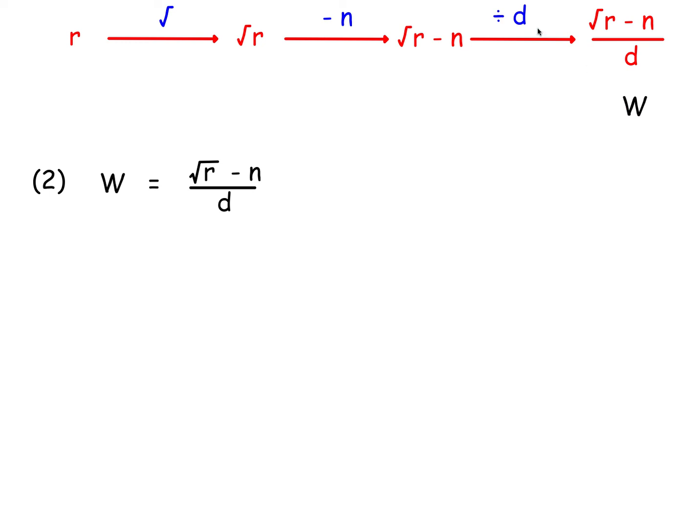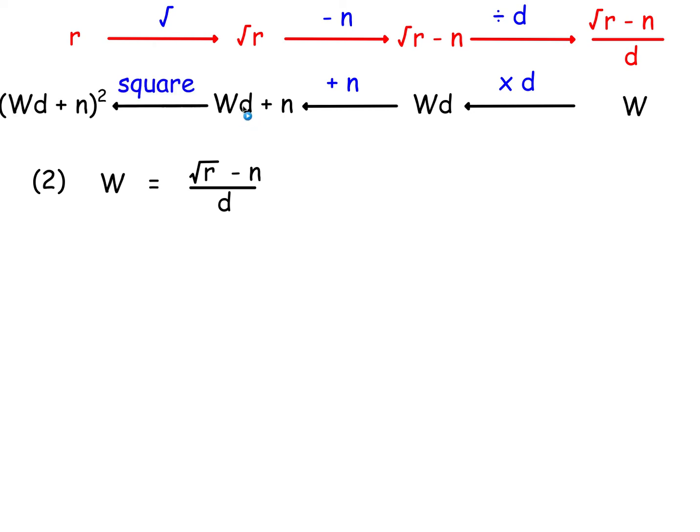So work it backwards. Division becomes multiplying, subtract becomes add, square rooting becomes squaring. So starting with w here, multiply by d, wd. Add in n. Take this wd plus n and square it. That's in brackets because it's all getting squared. R is equal to, in brackets, wd plus n all squared.